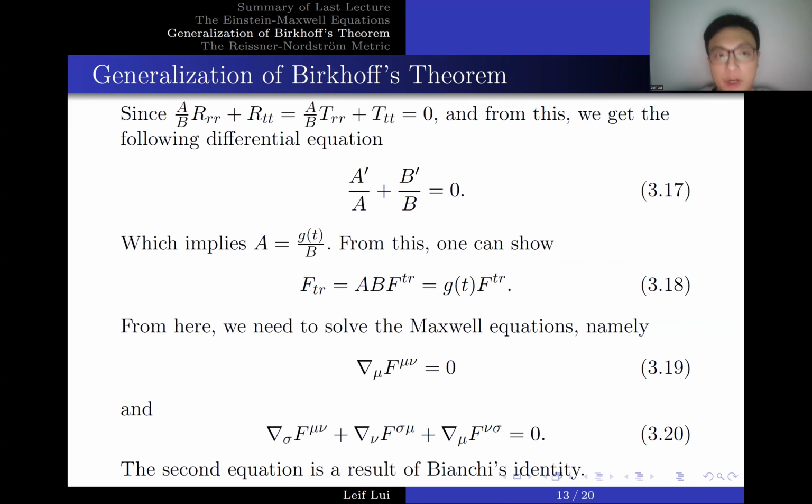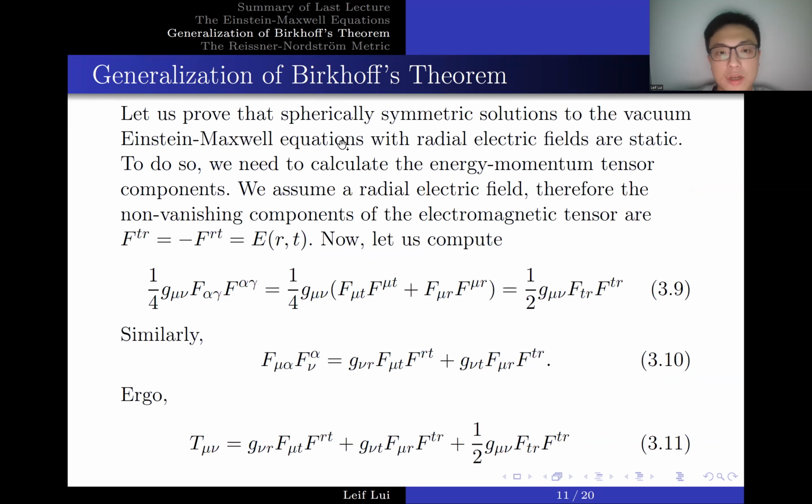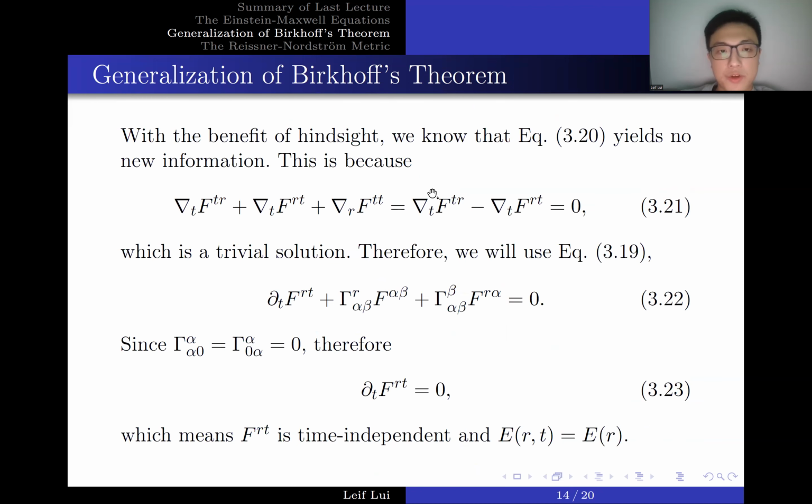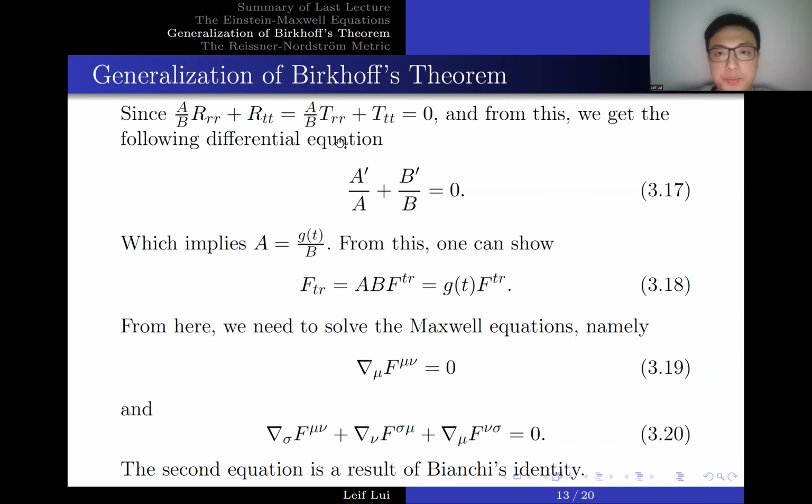Moreover, from the first lecture, we also have this expression. So A over B R plus RTT is the same thing as A over B TRR plus TTT. If we have a different energy momentum tensor, this need not be 0. But in this case, we do see it is 0, because these two are very, very similar. We just take A over B and we get 0. So we get this equation.